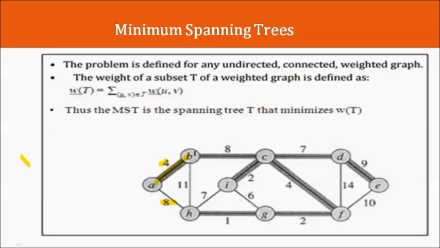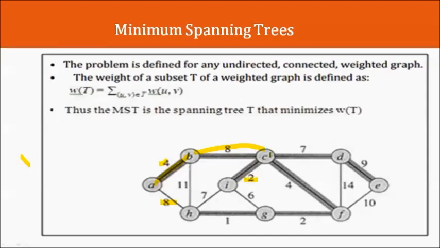Okay, next. From vertex B, I have two edges. I have 11 and 8. So 8 is the minimum cost, then I am going to select the edge of 8. So vertex B going to vertex C. From vertex C, okay? I have to select this one, okay? Because this is the least. So I am going to select the C to I, which has 2.